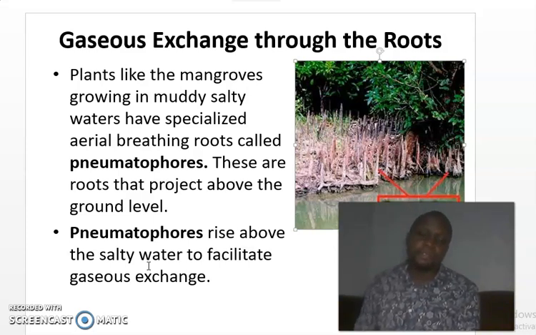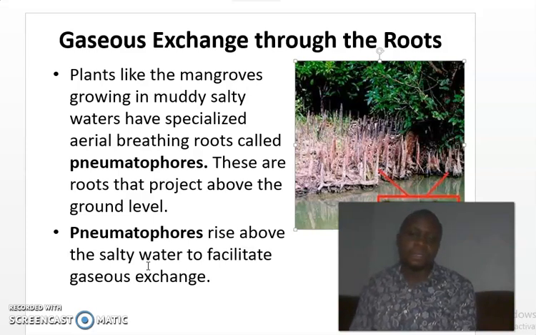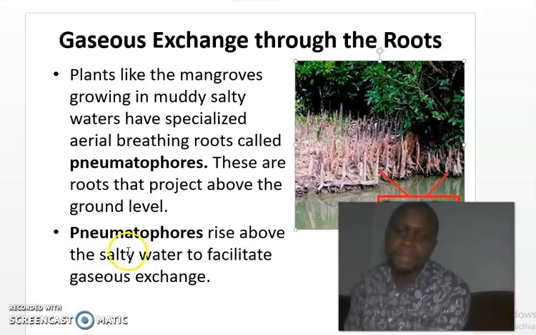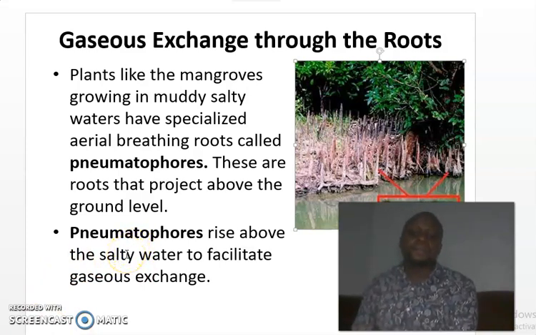What is the name given to the specialized roots? They are called pneumatophores. Name some plants that possess the pneumatophores. Good. The mangroves. Name structures that are found in the pneumatophores that facilitate gaseous exchange. Okay, they are the lenticels.